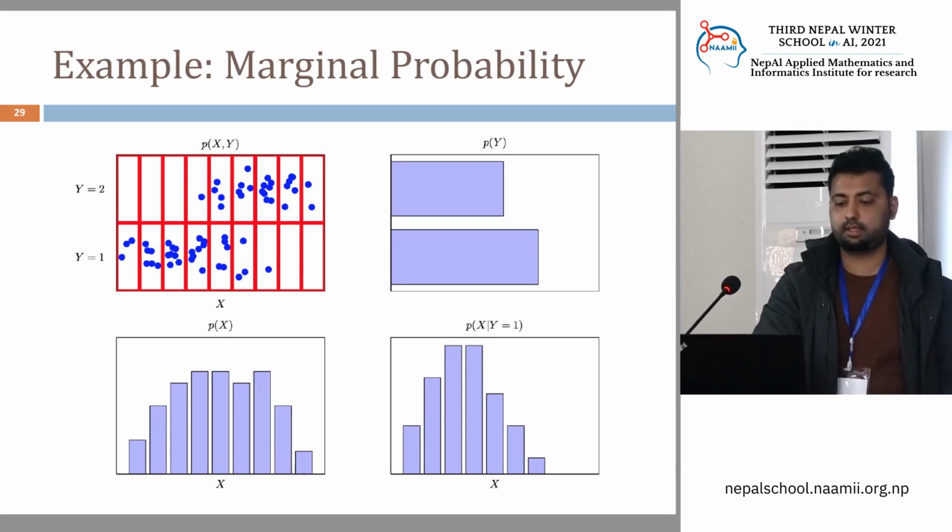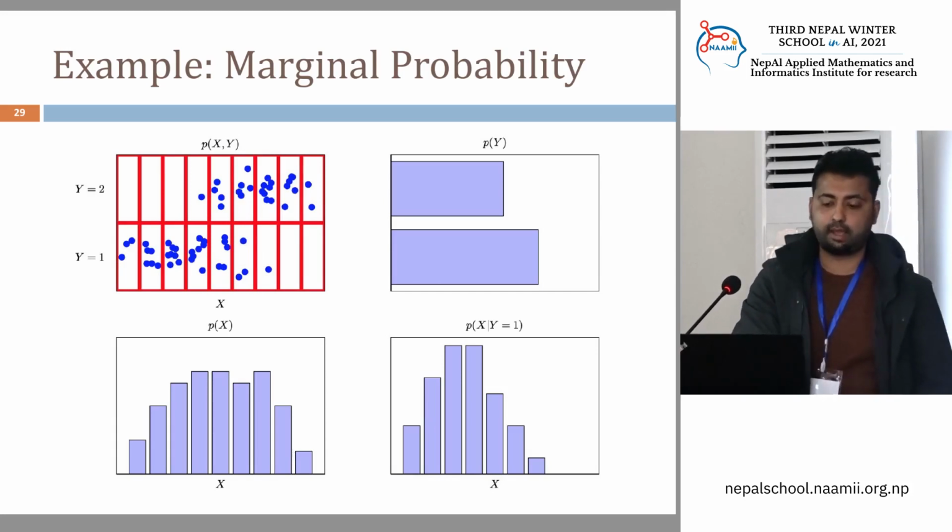So let's say this is x equal to 2 here, starting from 1. So 1, 2, 3, 4, 5. Let's say you want to know the probability of x equal to 5 here. Then you don't care about whether y equals 1 or 2. You just sum over this, find all these numbers and sum them up, and you will get the probability. So this is the marginal probability of x.